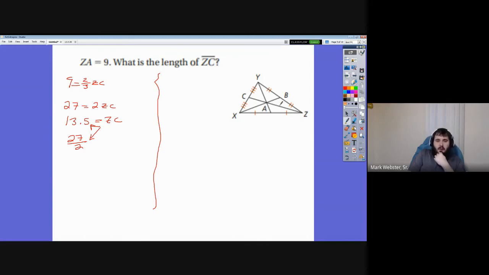Or you could say, all right, well, I know this is 9, which means that AC is half of that. Half of 9 is 4.5. And add all that together. 9 plus 4.5 is 13.5.